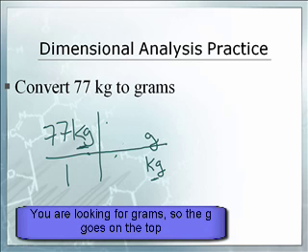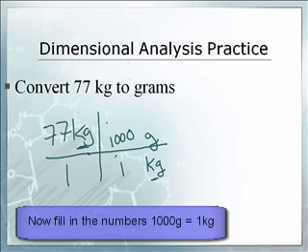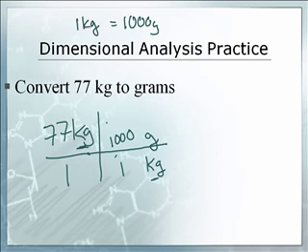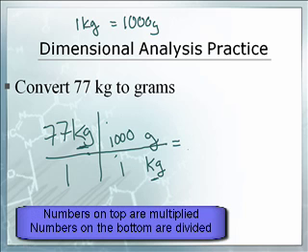That is exactly right. And of course, 1 kilogram is equal to 1,000 grams. You might have written 1,000 grams is equal to 1 kilogram, right? So we turn that into a fraction. And so what I do now is I take the numbers, next rule, numbers on the top are multiplied.